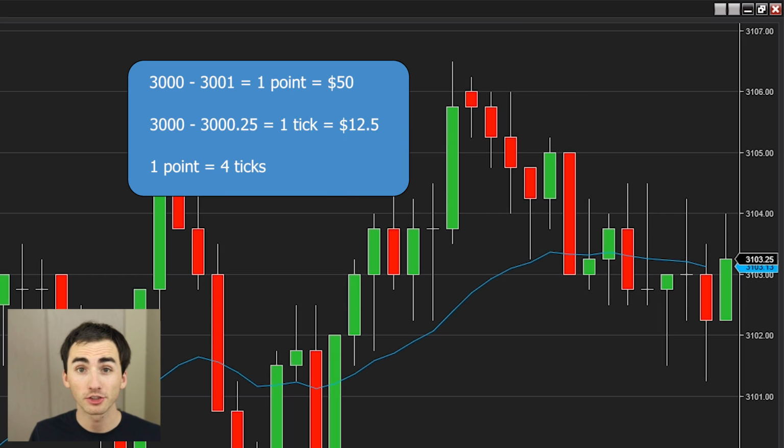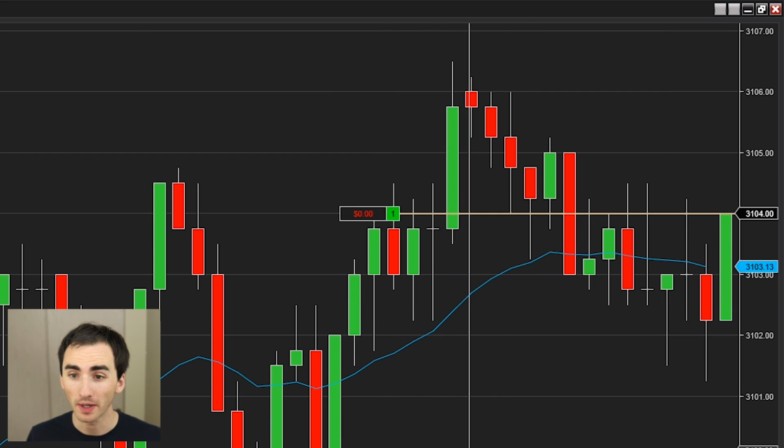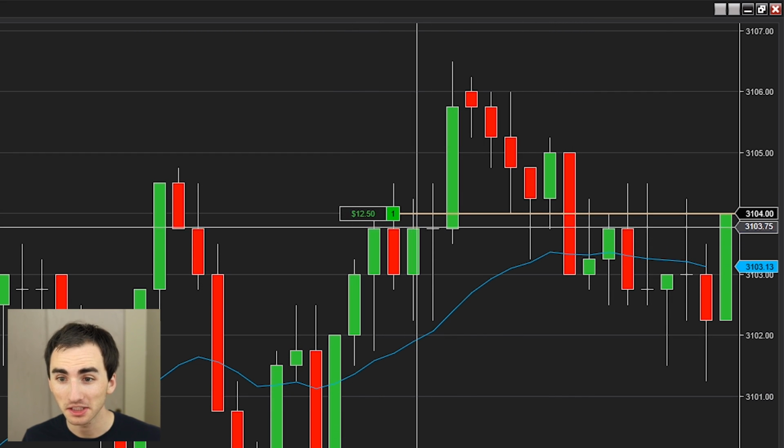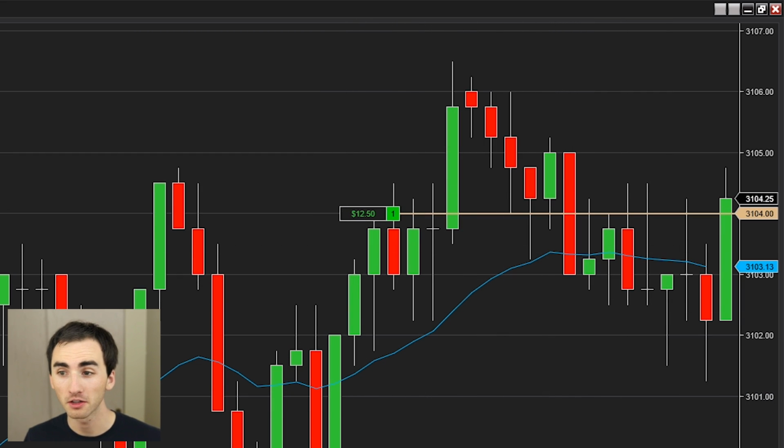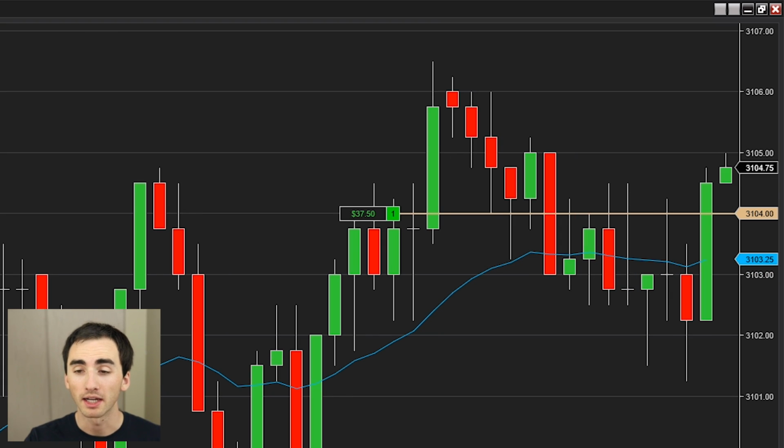So if I quickly just come in here and buy one contract, just to kind of show you how the price movement is, here you can see here is that dollar value changing based on the market moving up by ticks and then overall points.